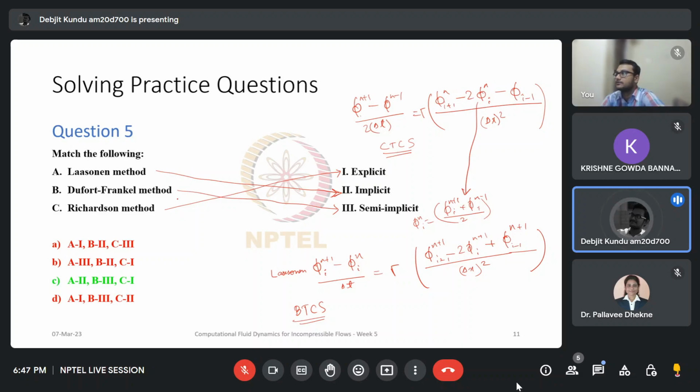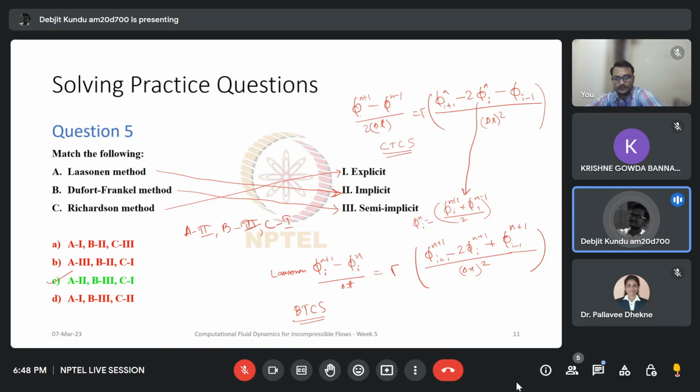So the correct one would be A3, B2, and C1. Sorry, A2, B3, C1. Sorry, I also repeated the same mistake. Anyway, A2, B3, C1. Option C would be the correct answer. Does that make things clear? Okay.